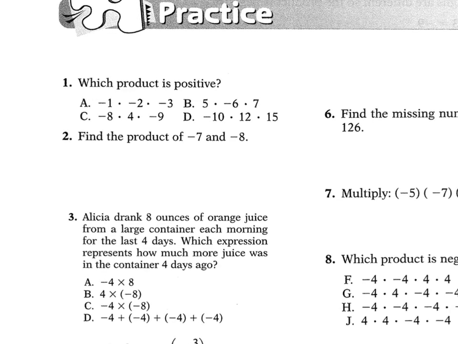For your practice from the first section, which is multiplication with signed numbers, it says which product is positive. A, we have a negative times a negative times a negative. That's going to give us a negative, so that's not right. B, we have a positive times a negative times a positive. One odd negative, so no. C, we have negative 8 times 4 times negative 9. A negative times a negative is a positive. D asks us to find the product of negative 7 times negative 8. A negative times a negative is a positive, and 7 times 8 is 56.